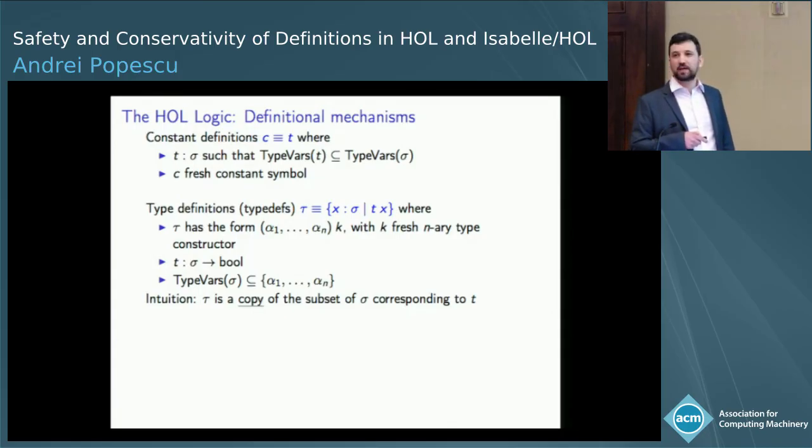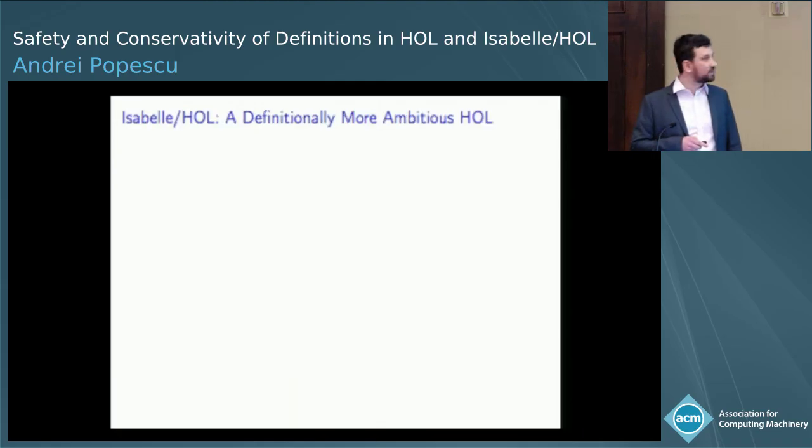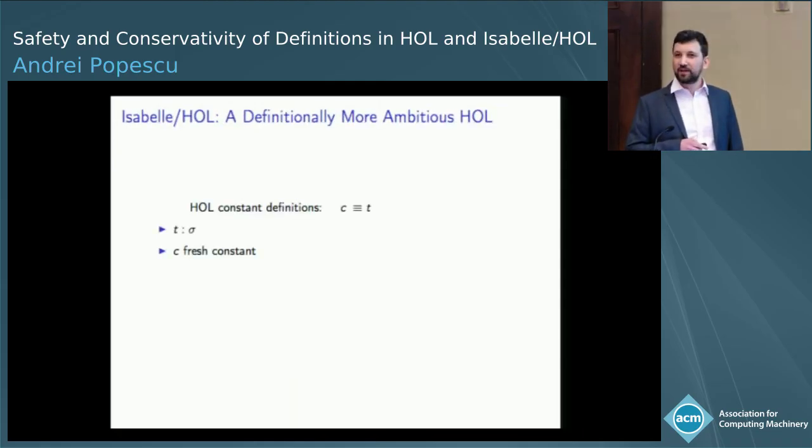Type definitions introduce isomorphic copies of a subset of a type, and the copies are required to be non-empty, and there are two isomorphisms that are introduced. So essentially, a type definition is an axiom that looks like this. It states the existence of some isomorphisms when introducing a new type by carving it out from an existing type. And the requirement is to prove non-emptiness of the predicate, because a main design decision in HOL is that it keeps its types non-empty. Isabelle HOL is definitionally more ambitious, so it allows ad hoc overloading.